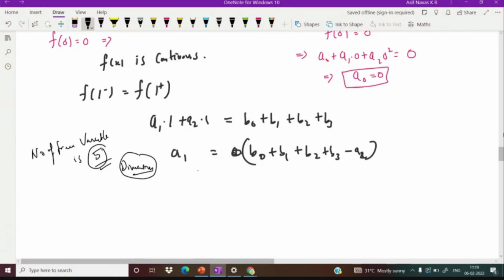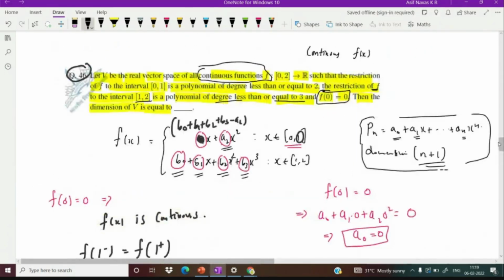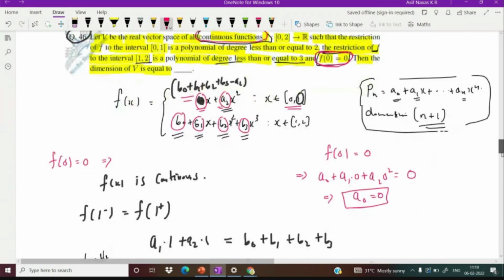So in this question also, what are the hidden things you have to concentrate on? This continuous function, right? f of x is continuous, and also f of 0 is 0. So from these two conditions we get two dependent variables, that is a0 and a1. So we get 5 free variables, and this is the answer. Now we will move to the next question.